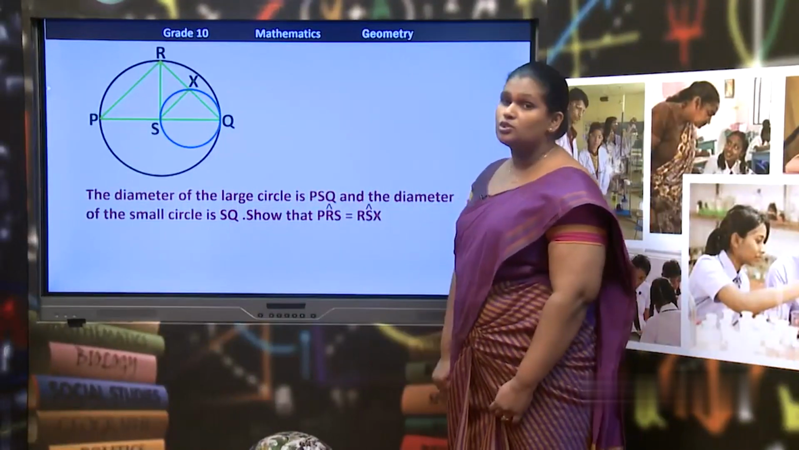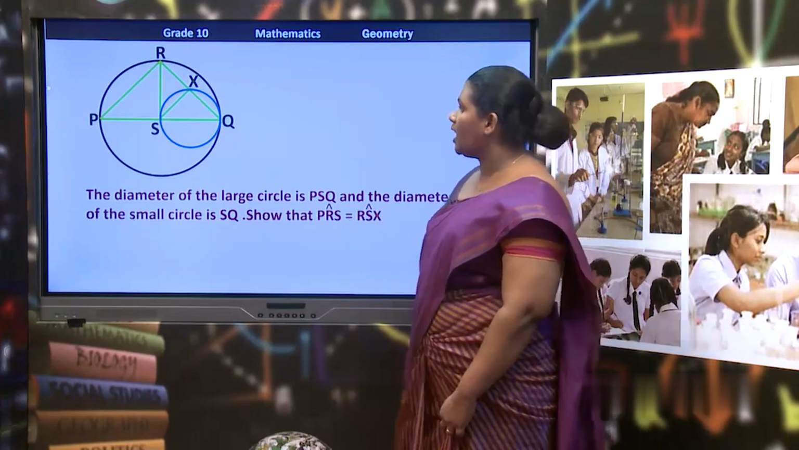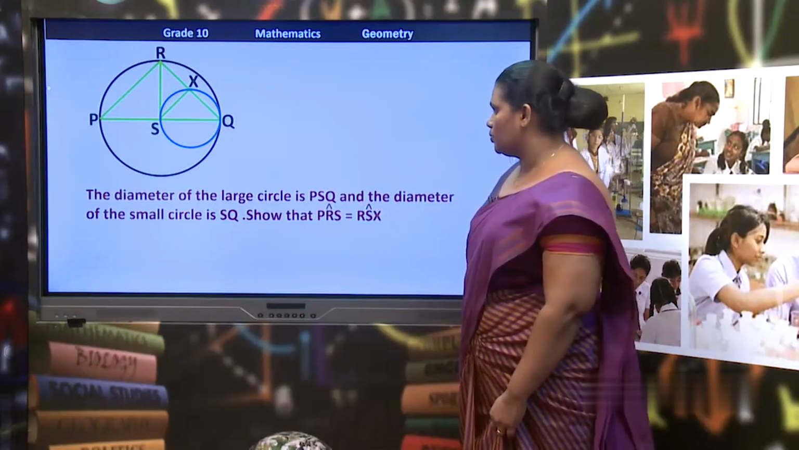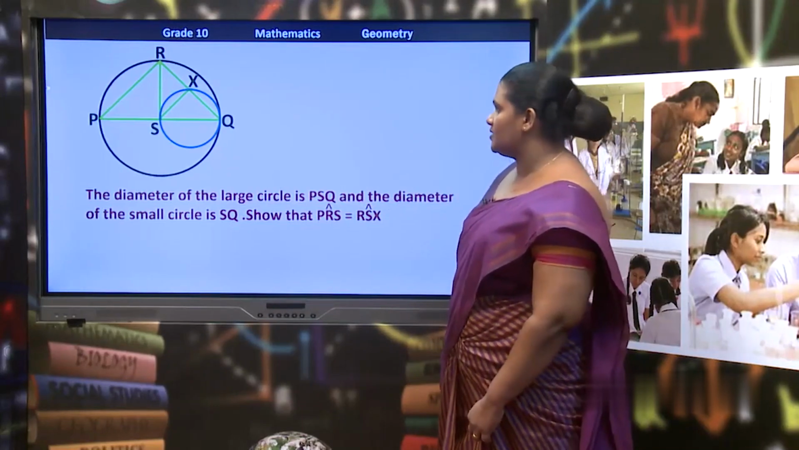They are asking us to show that angle PRS is equal to angle RSX.